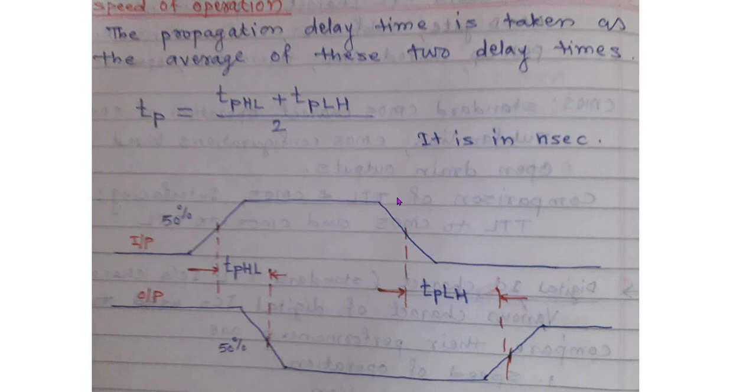In other words, the propagation delay time is the time interval between the application of the input voltage and the occurrence of the resultant output voltage, and it is measured between 50% of voltage levels of input and output waveforms.